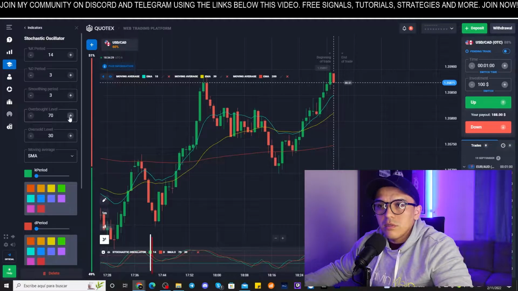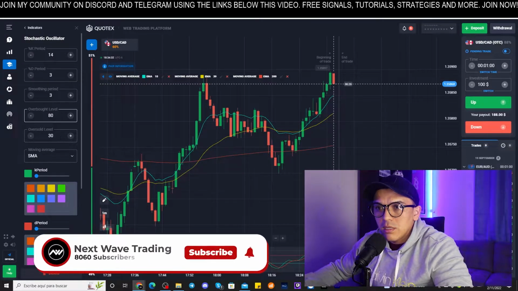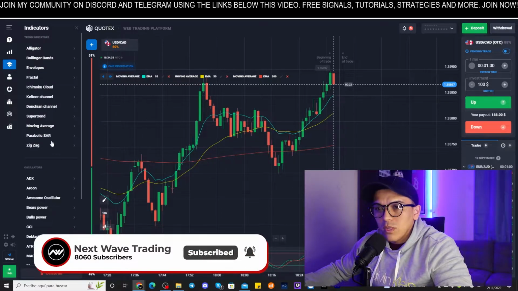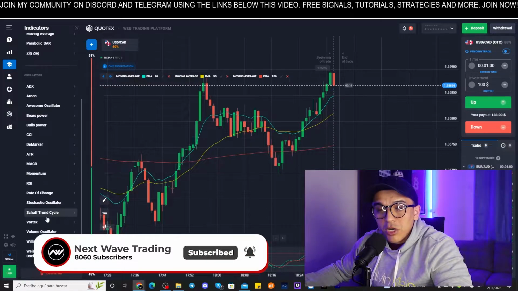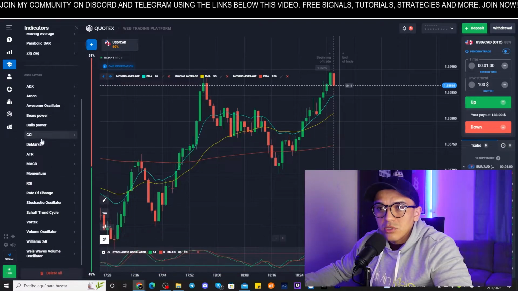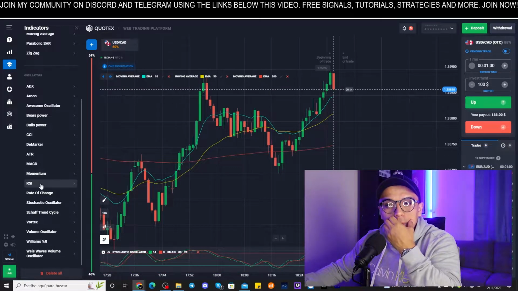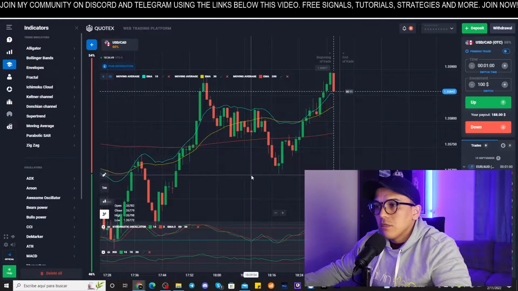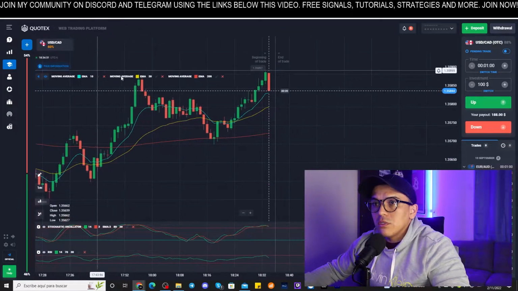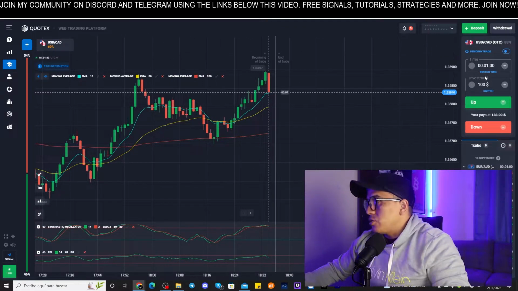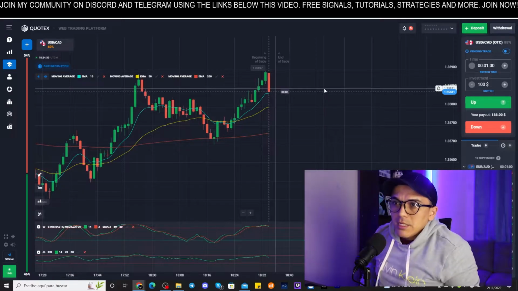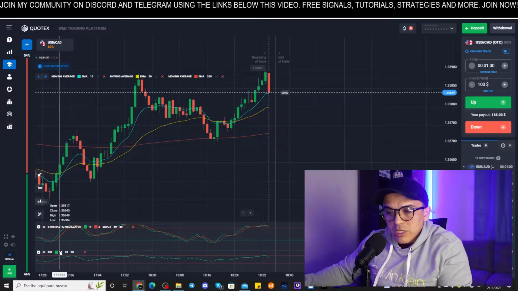Let's change this to 80 and 20. It's a little bit different here than on Pocket Option. So let's search for the RSI indicator, and this is good. So that's it. We are going to use this one. So let's watch the charts and trade for 1 minute. Charts, let's go check it out.